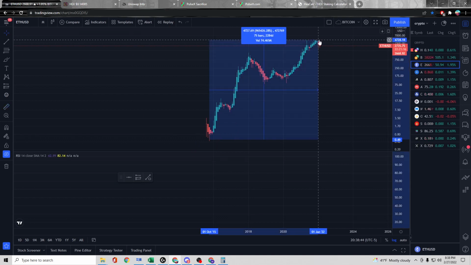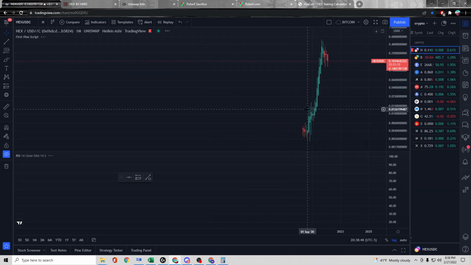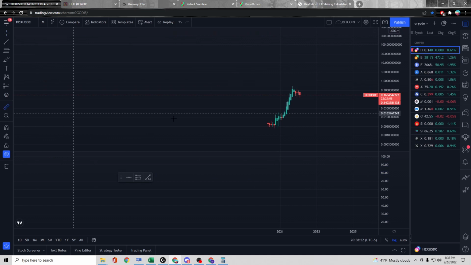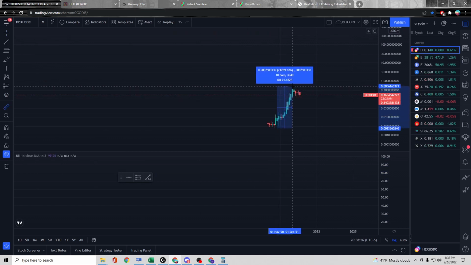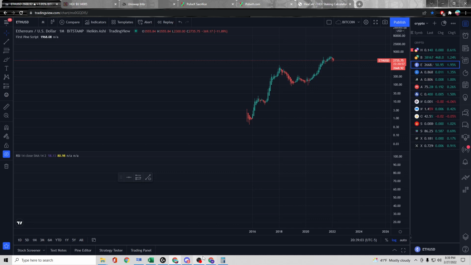Okay, maybe I stand a little corrected, but maybe I don't. Because if we look here, we go from the bottom wick to the top. But only time will tell.